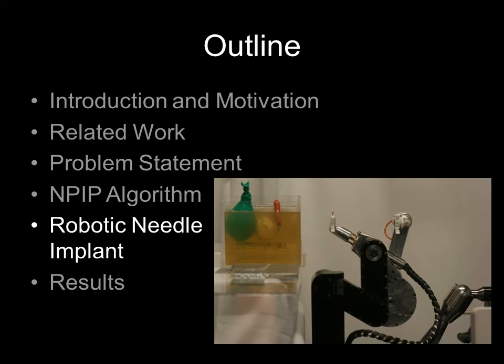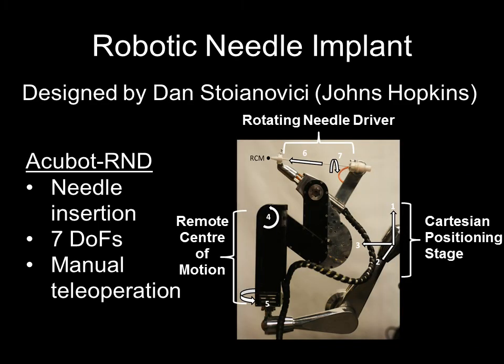We need to execute the plan autonomously because manual insertion of skew-line configurations is not feasible. A robot is much more accurate in performing this task. We have used the AccuBot R&D designed by Professor Dan Stoianovici at Johns Hopkins University. It is a specialized robot that is designed for the task of needle insertion and uses special hardware which minimizes backlash in movement and has a resolution of 0.01 mm. The robot has 7 degrees of freedom and has a rotating center of motion, allowing the robot to pivot at the point of insertion.